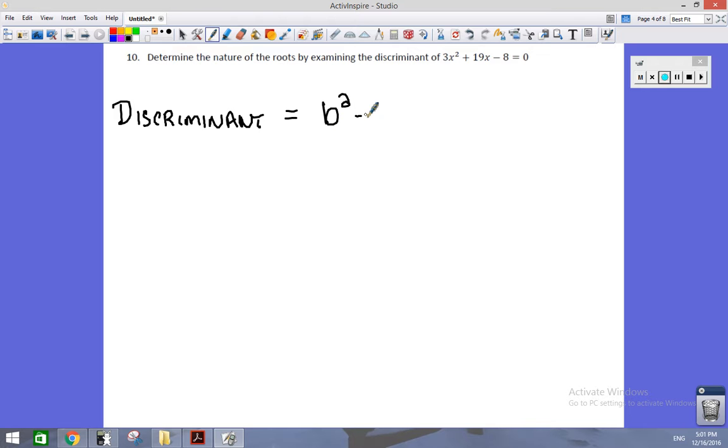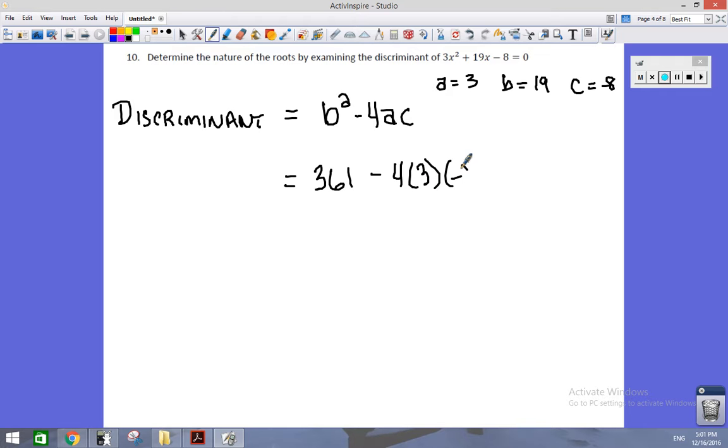And I cannot get some people to quit putting the square root on there. The discriminant is this number. It is not the square root of this number. All right, so let's identify A, B, and C. A is 3, B is 19, C is negative 8. So our discriminant here, 19 squared, I need to check, but it's probably 361 minus 4 times A times C.